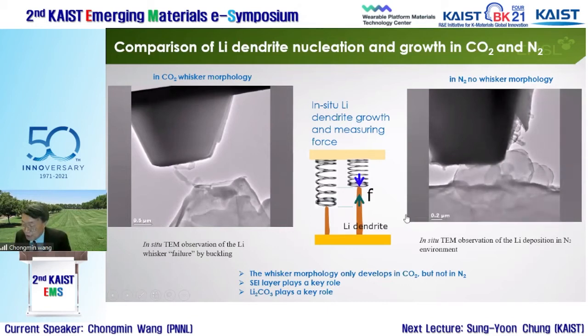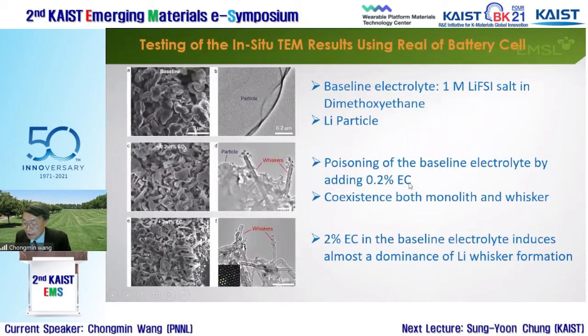So with that in mind, we designed a coin cell to demonstrate our hypothesis. We use a base electrolyte, and in this electrolyte you get lithium particle growth in here. Because lithium carbonate is a key component for the whisker formation, we spike this base electrolyte with 0.2% of EC. And with the 0.2% EC addition, you can see the formation of a certain fraction of whiskers in here.